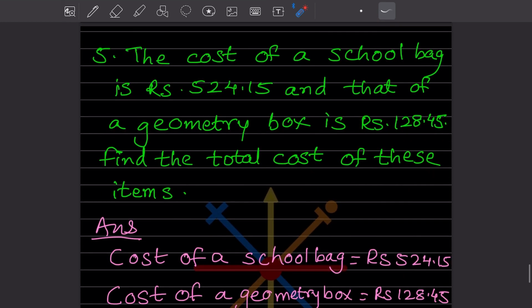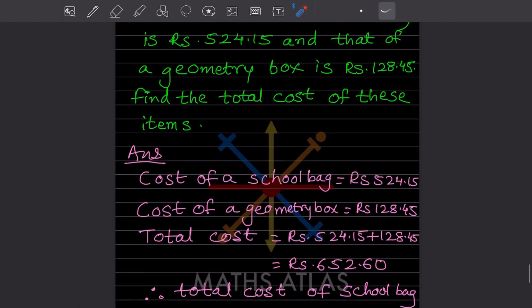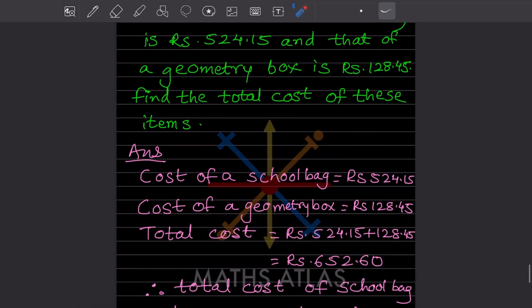Now the next question says that the cost of a school bag is rupees 524.15 and that of a geometry box is 128.45. Find the total cost. So total cost means here we are going to add. Because it is a word problem, we have to write a statement first. Cost of a school bag is this. Cost of a geometry box is this. So total cost will be this plus this. So you are going to add it.